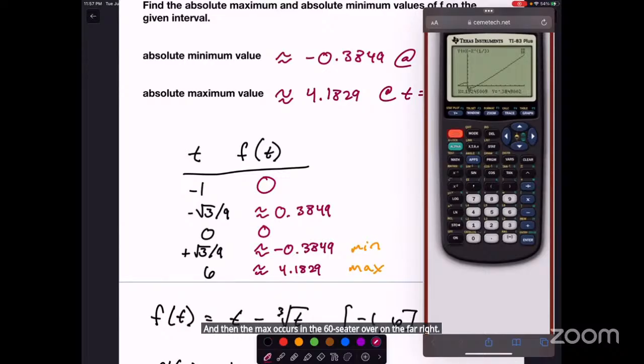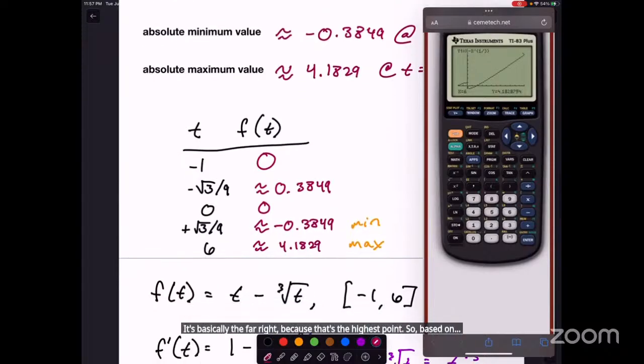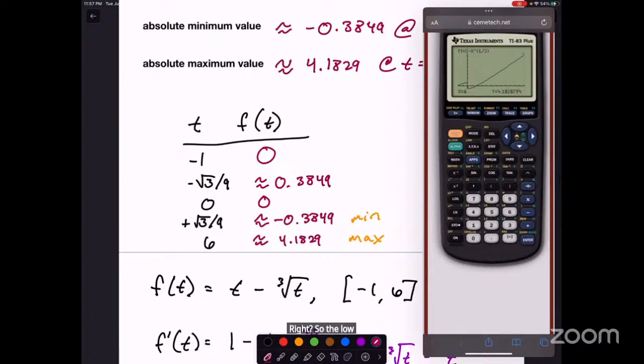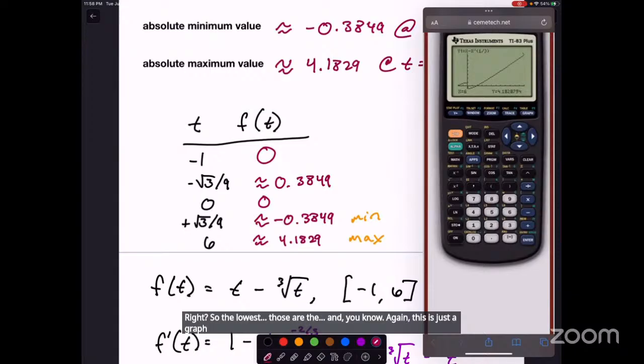All right, if we go to calculate the value when x is 6, it's basically the far right, because that's the highest point. So based on, let me see, yeah, cube root of t, yeah. Right, so the lowest, those are the, and again, this is just a graph of the original.